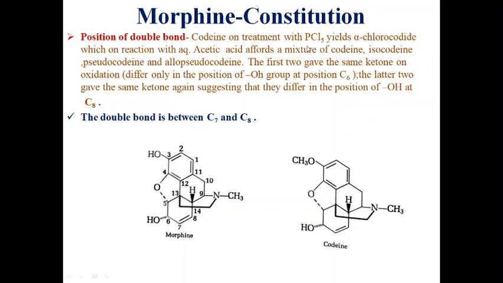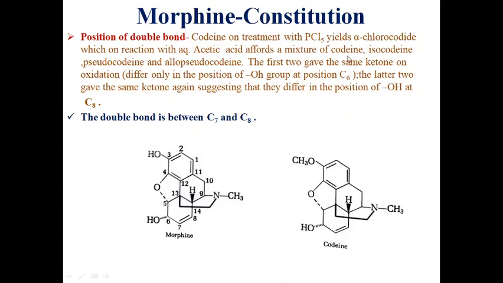Codeine on treatment with phosphorus pentachloride yields alpha-chlorocodide, which on reaction with aqueous acetic acid affords a mixture of codeine, isocodeine, pseudocodeine and allopseudocodeine. The first two give the same ketone. These codeine and isocodeine both give the same ketone, codeinone, on oxidation, differing only in the position of the OH group at position 6.